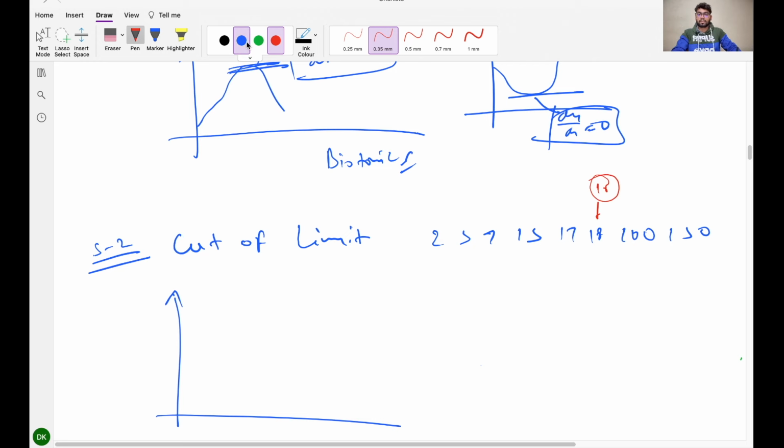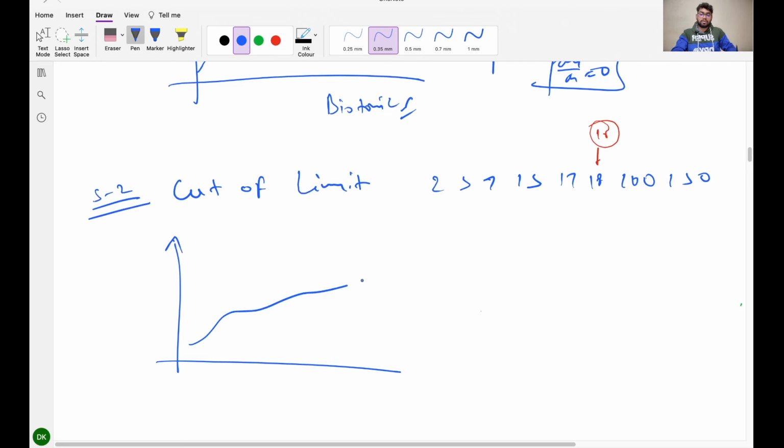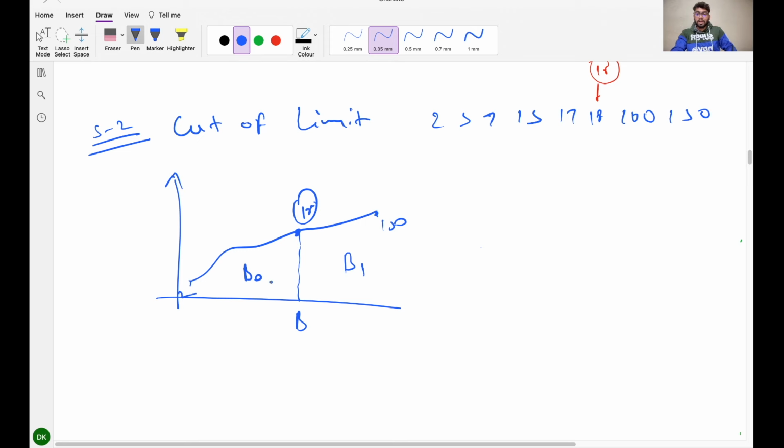So in my graph, starting from 2 to 150, there is a point where 18 lies, and my answer is here. I'm marking it as a 0. This is one region and this is another region. In this region, my element is less than or equal to my required element, and in the other region, my element is greater than or equal to my required element.